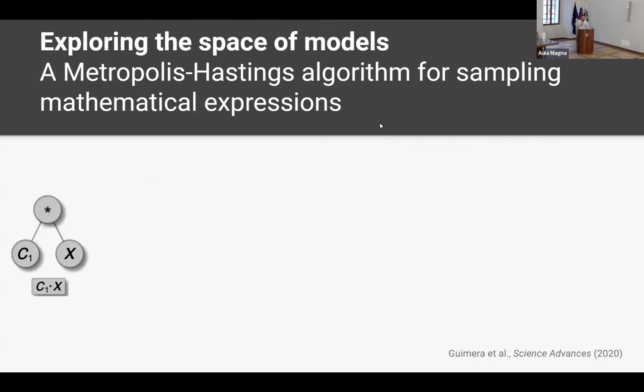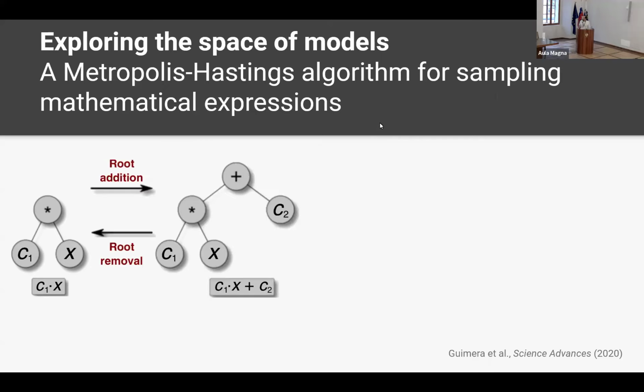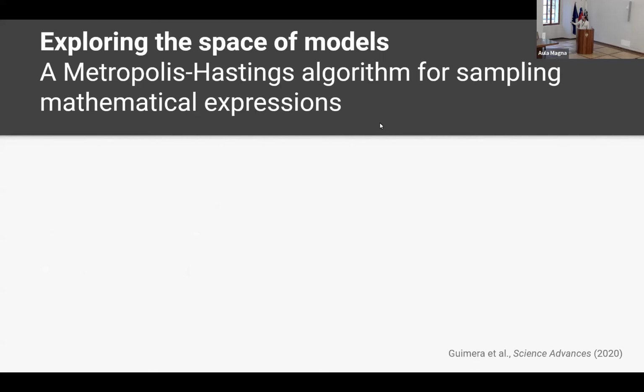Okay, so with this, we do something similar to what people in symbolic regression do, which is represent expressions as trees. So this thing here, for instance, represents C1 times X. And now I can make changes to these expressions to get different expressions. For instance, I can add here a root to this tree, and now this expression C1 times X becomes C1 times X plus C2. So this is one of the types of moves that we can do.